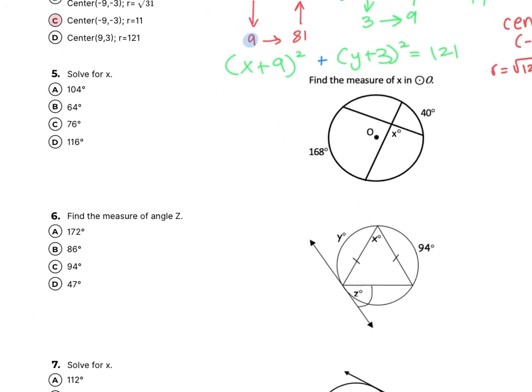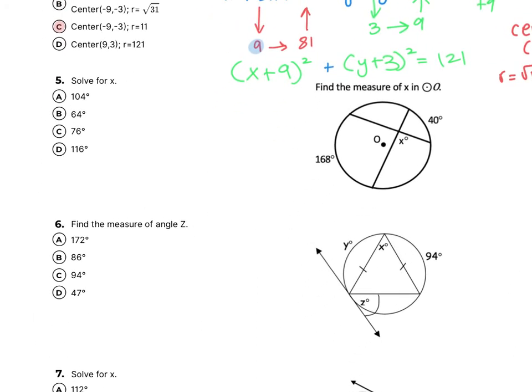Now let's move on to number 5. Now keep in mind that an angle that is inside the circle is going to be equal to half the sum of the intercepted arcs. So we cannot solve for x right away. We have to find that angle first. So let's call this y. In order to solve y, I have to add the intercepted arcs, which is 168 plus 40, and I need to divide that by 2. And that will give me 104 degrees.